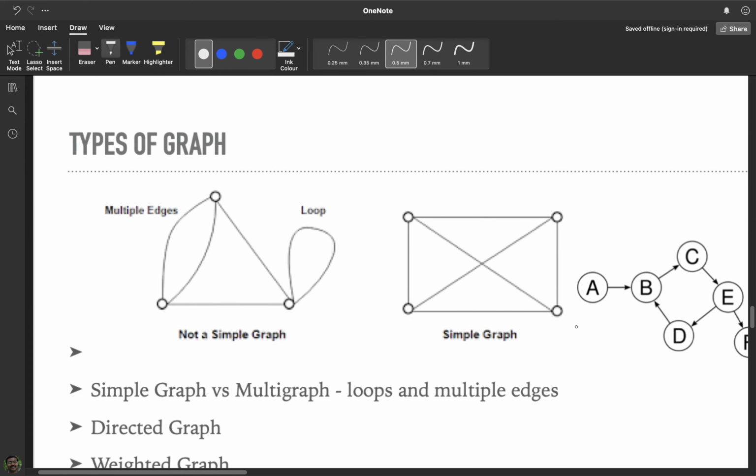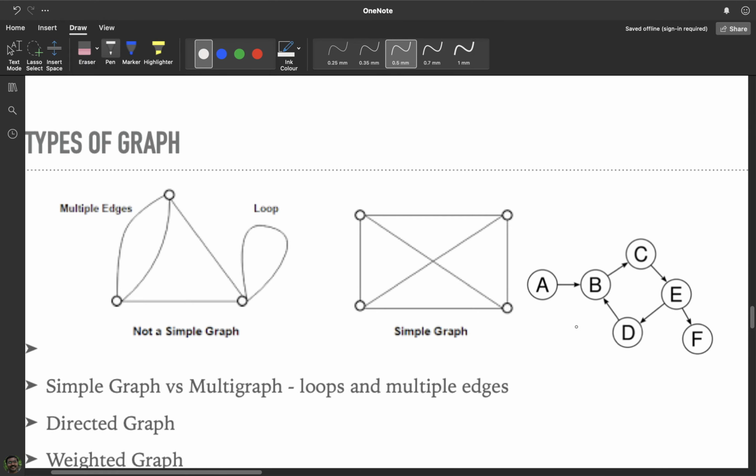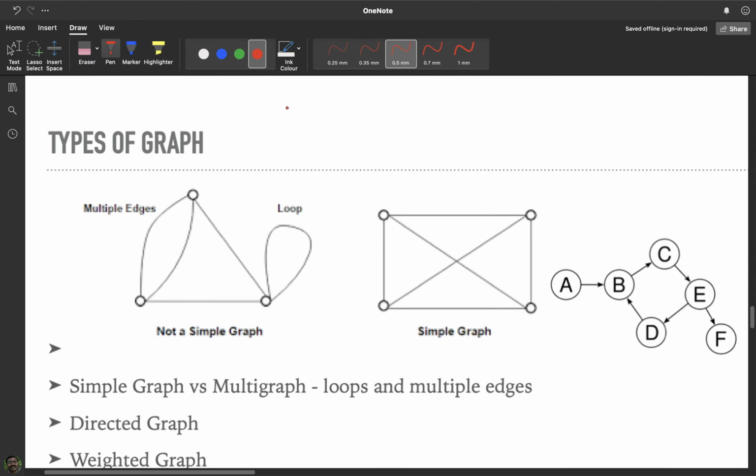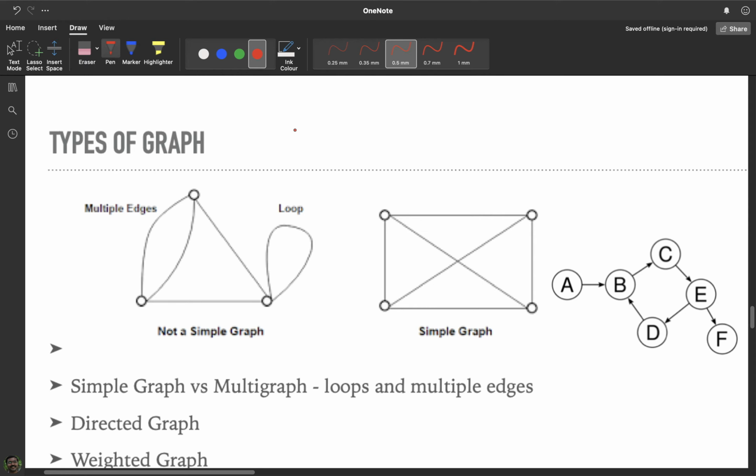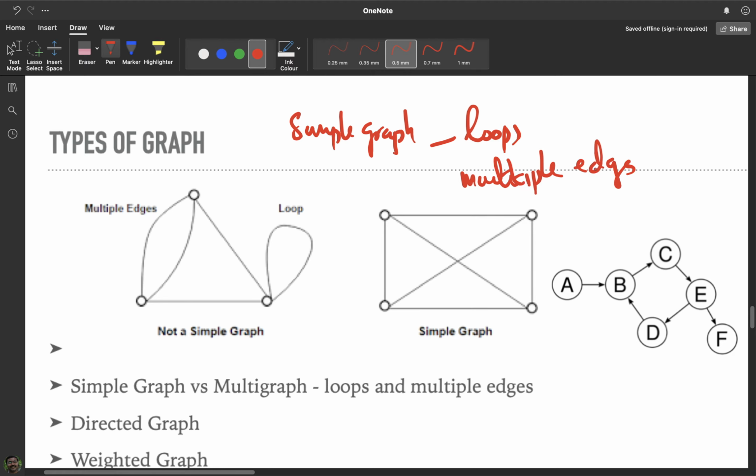Now we'll look at some different types of graphs. The simplest is the simple graph. In a simple graph, the main point is that it will not have loops or multiple edges. You should define what loops are, and you should also find the definition of multiple edges.